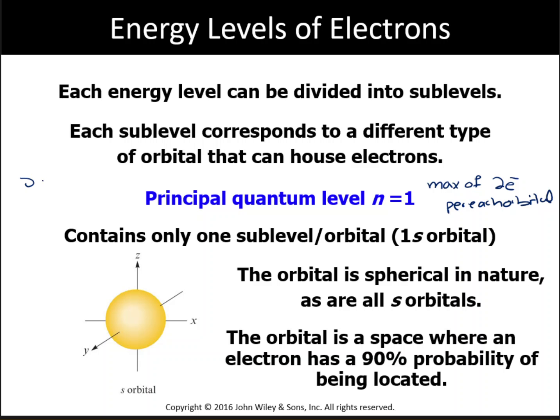Now the S sublevel has only one orbital, so the maximum number of electrons you can put in it is 2. So in energy level 1, you only have the S sublevel, one sublevel. The S sublevel is composed of only one orbital, and you can put a maximum of 2 electrons inside that orbital.